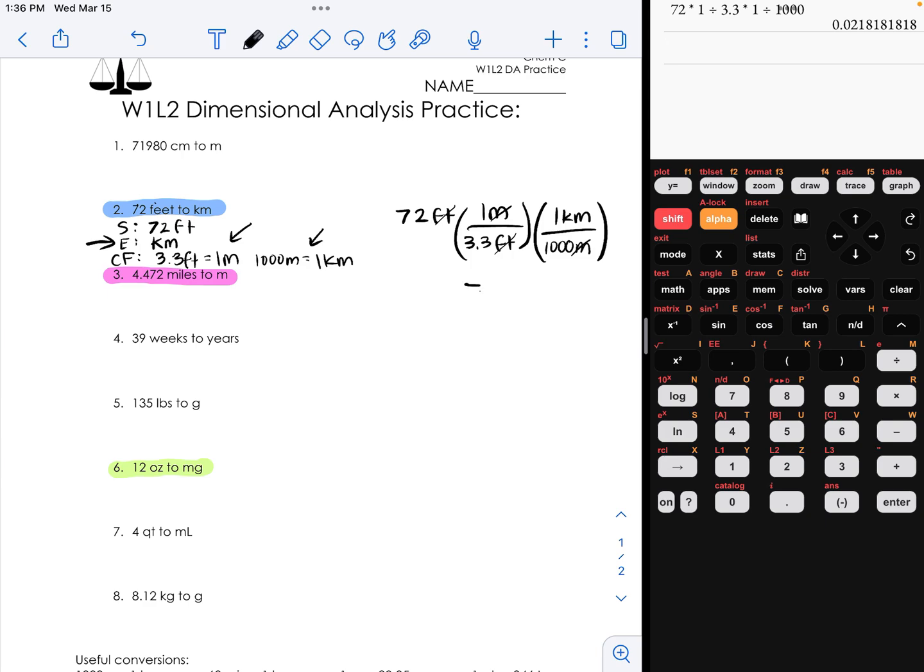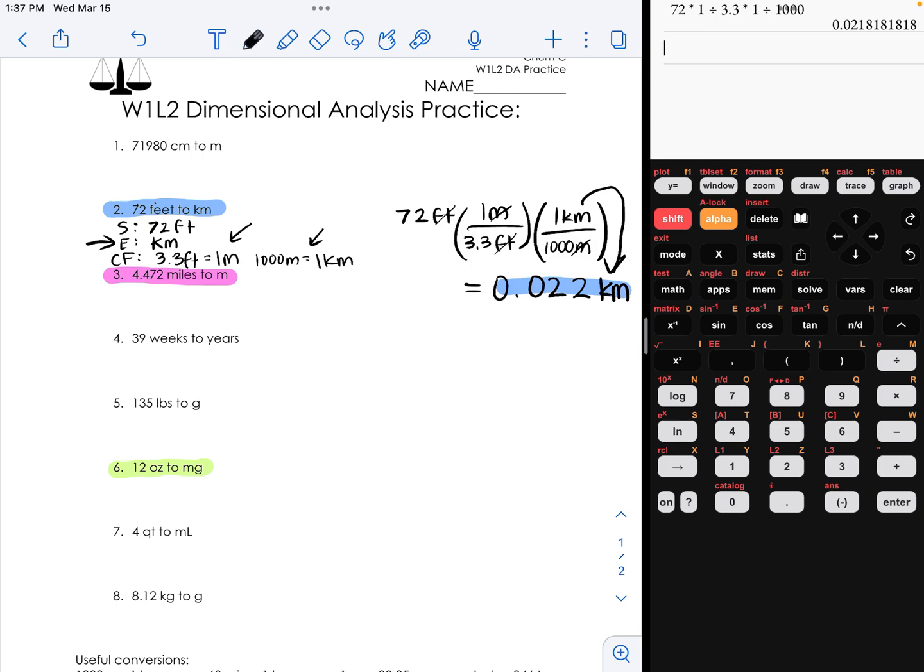You guys can round that, so I would say round to 3 decimal places, 0.02, and then that 1 is going to round up to 2. So 0.022, and I'm not done yet. Super important that I put my final units here. That was the goal the whole time, was to get to kilometers. That's my final answer for this problem.